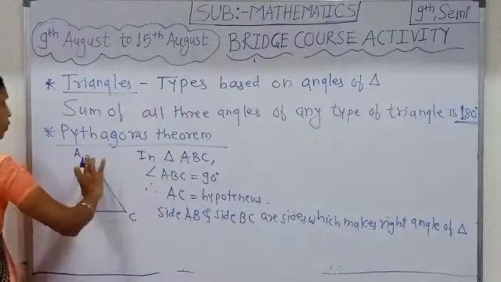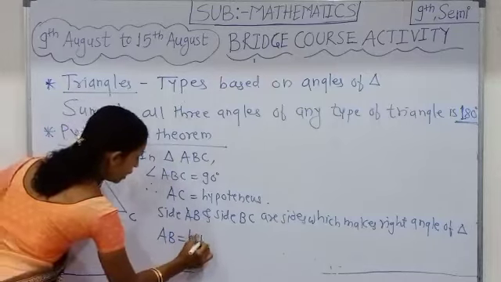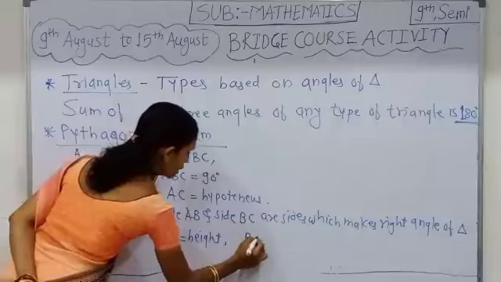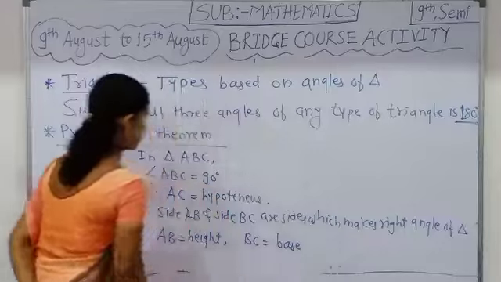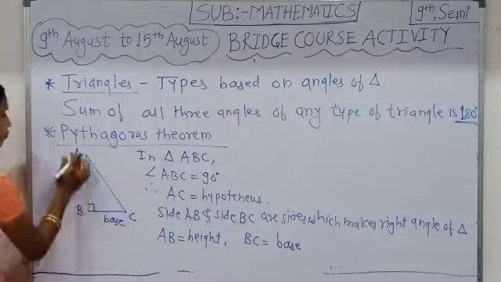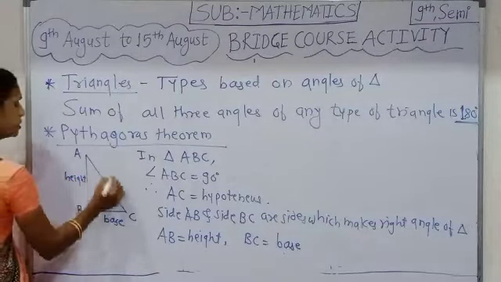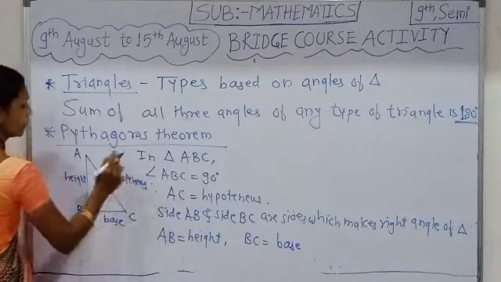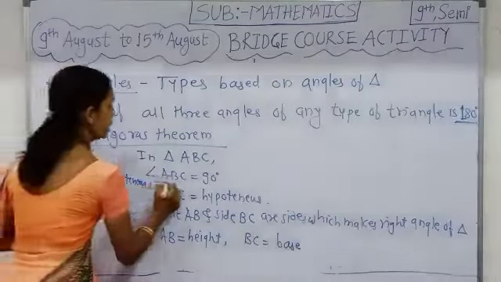Therefore, here one of the sides, that is side AB, is known as the height of that triangle, and BC is known as the base of the triangle. Then see here, BC is the base while AB is the height and AC is the hypotenuse of that triangle, and angle B is 90 degrees.